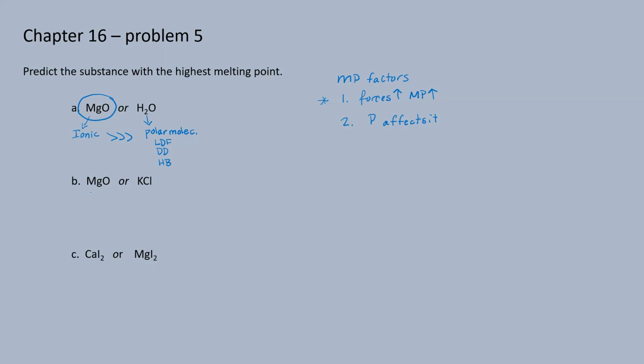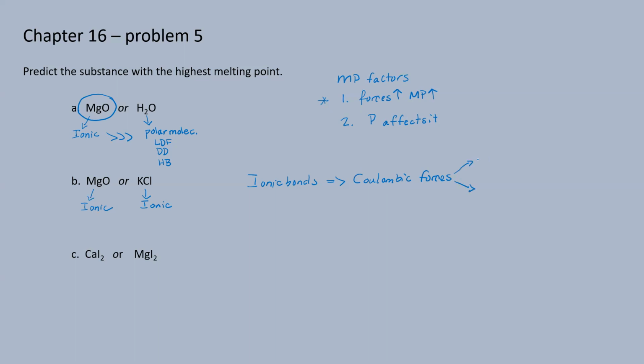Now for part B, we have 2 ionic compounds. So what do we do then? Ionic compounds are held together with ionic bonds, and ionic bonds are Coulombic forces. According to Coulomb's law, there are 2 factors that can affect Coulombic forces.